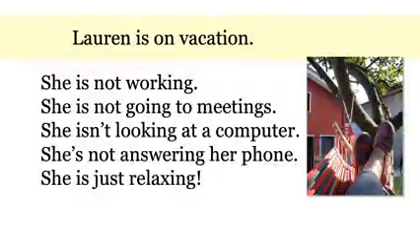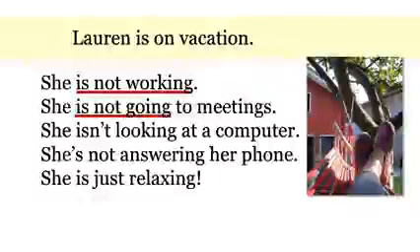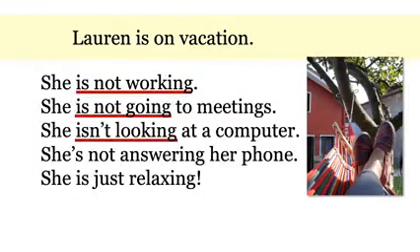To form the negative in the present progressive, we add not between the be verb and the ing verb. Is not working, is not going. And we also use contractions. Isn't looking, and she's not answering.